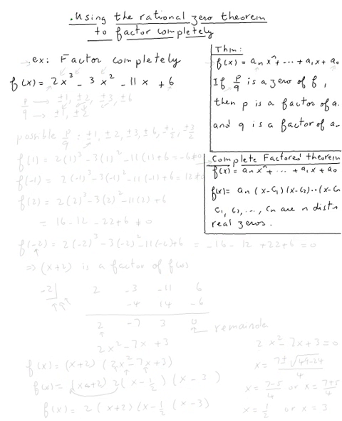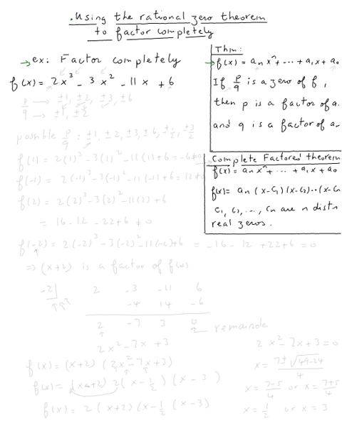The topic is using the rational zero theorem to factor completely. So let's try to do this example. Factor completely f of x equal to x cubed minus 3x squared minus 11x plus 6. So let's look at the rational zero theorem. We're trying to use it.